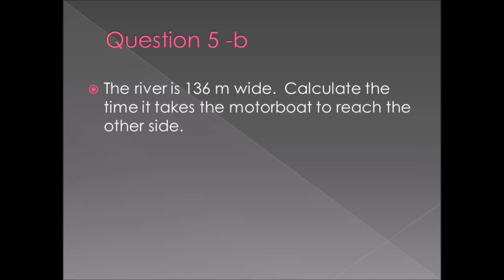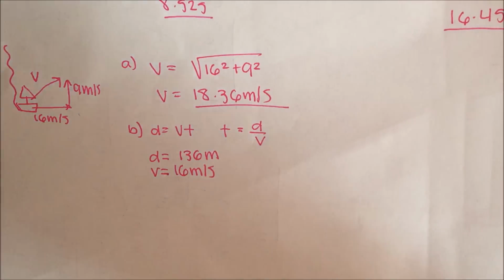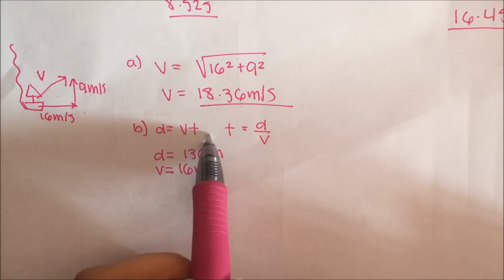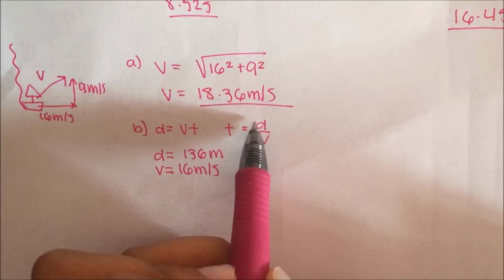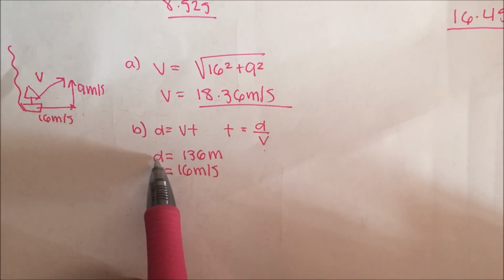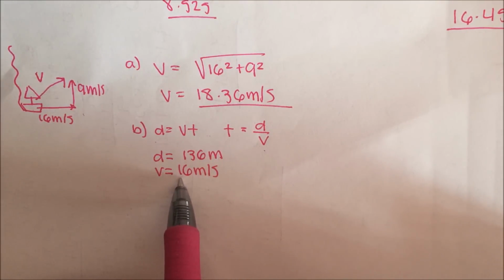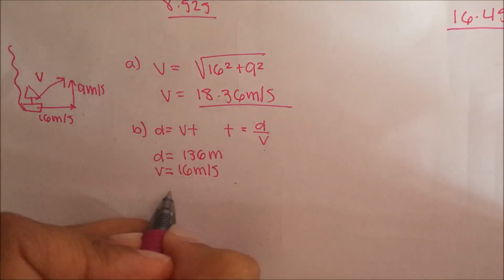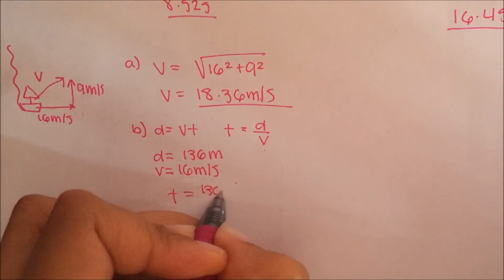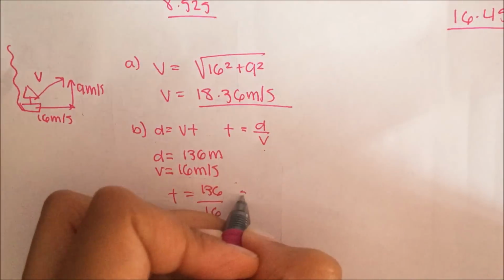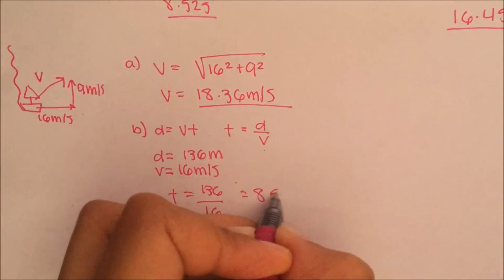Part B. The river is 136 meters wide. Calculate the time it takes the motorboat to reach the other side. So for this part, we only have to consider the horizontal component, and there's no acceleration, so we're just going to use distance equals velocity times time, and solving for time is distance over velocity. And so the distance in this direction is 136, because that's how wide it is, and it's going 16 meters per second. So basically the time is going to be 136 divided by 16, which is going to give us 8.5 seconds.